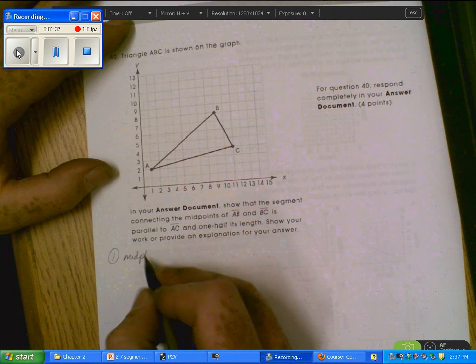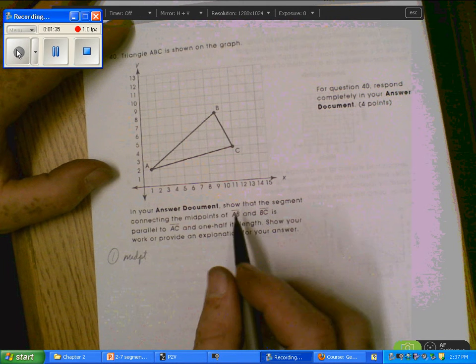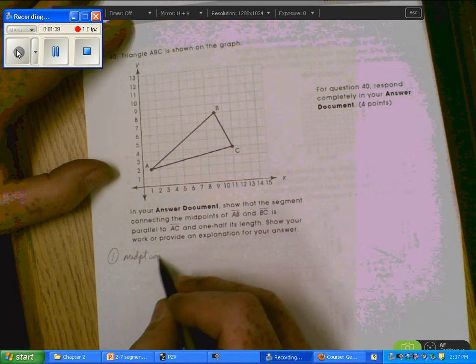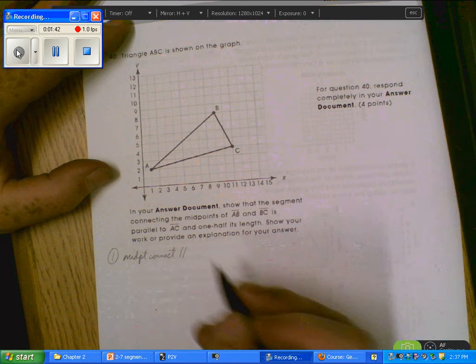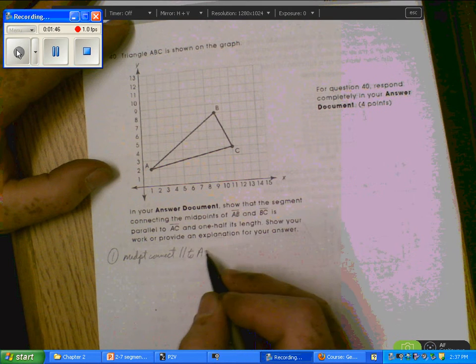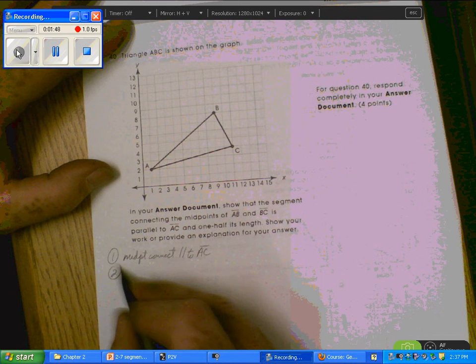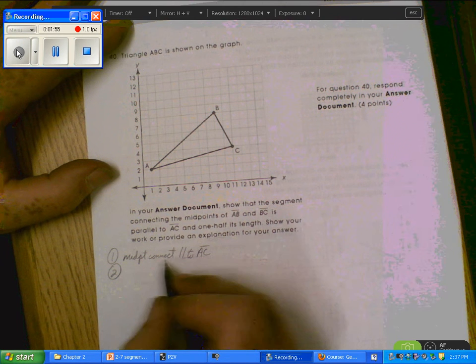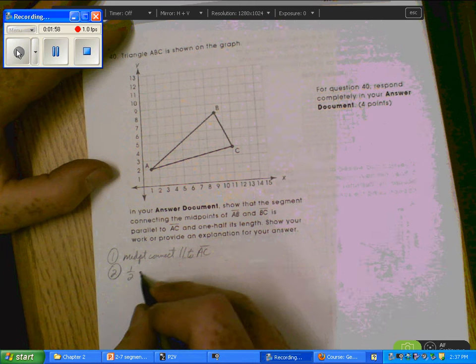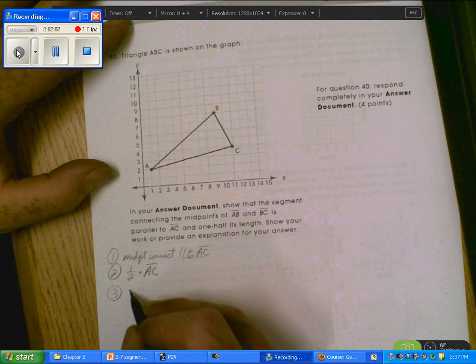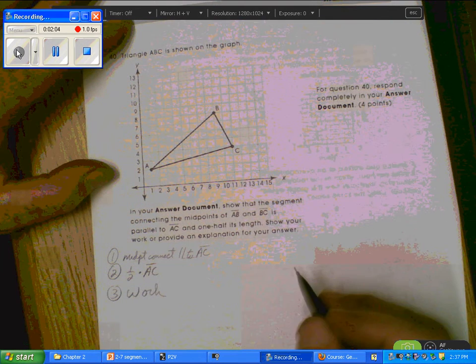the midpoints connected is parallel. That's the symbol for parallel to side AC. We've got to show that the segment connecting the midpoints is half the length of segment AC. And we've got to show our work or give some kind of explanation.